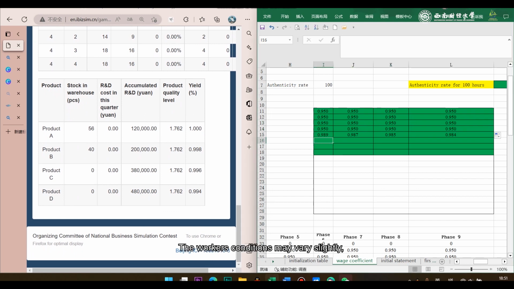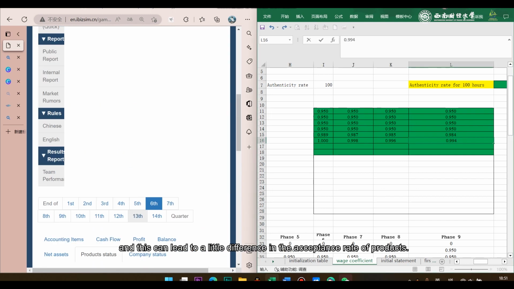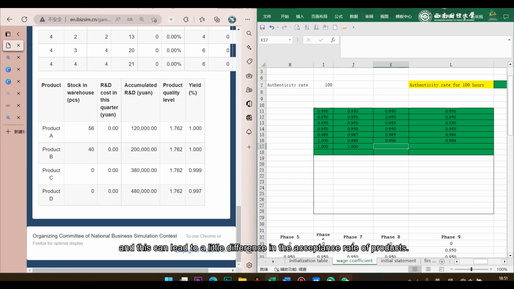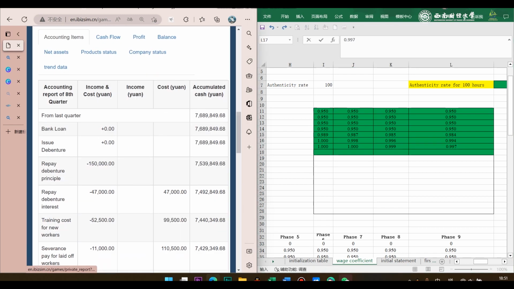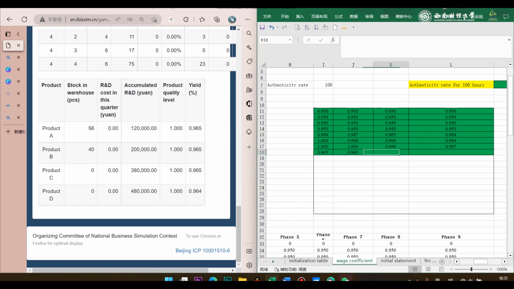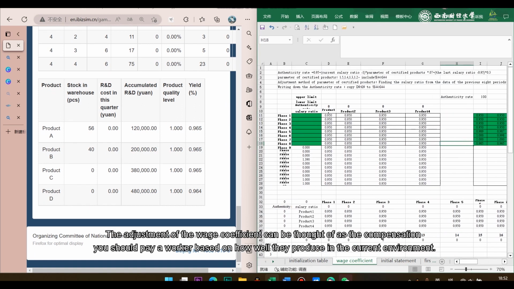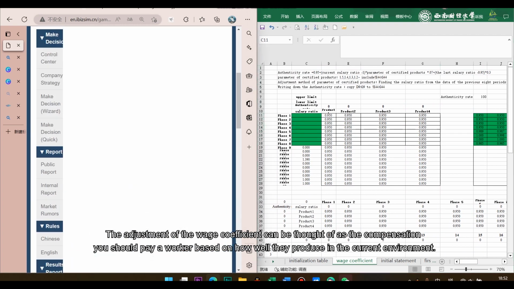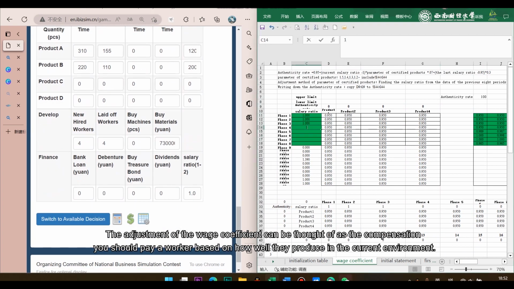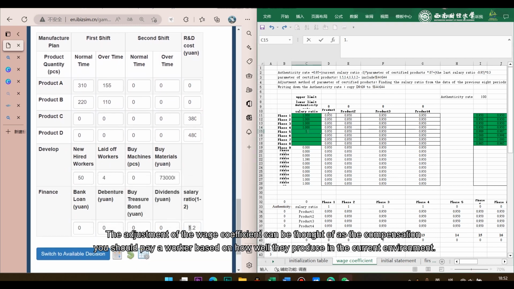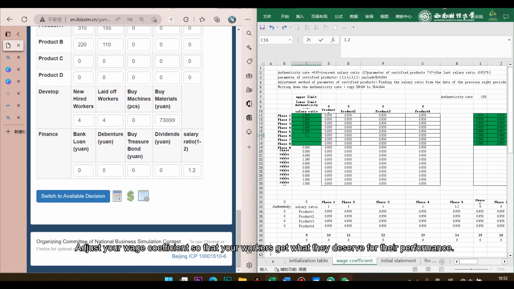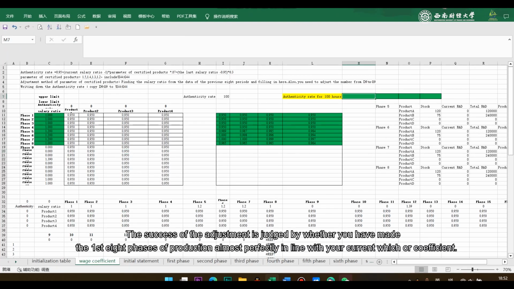Depending on the environment and conditions, the workers' conditions may vary slightly, and this can lead to a little difference in the acceptance rate of products. The adjustment of the wage coefficient can be thought of as the compensation you should pay a worker based on how well they produce in the current environment. Adjust your wage coefficient so that your workers get what they deserve for their performance.